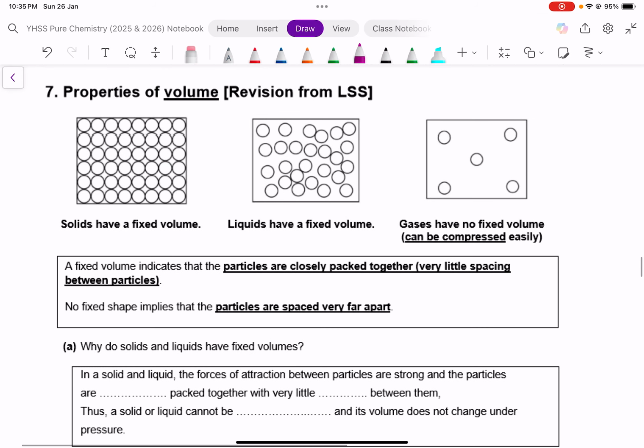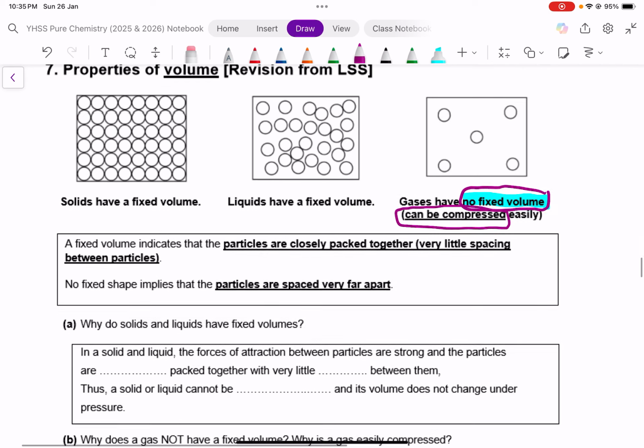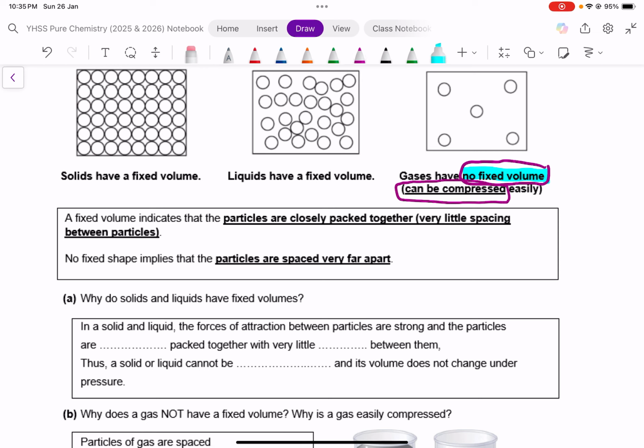Now we move on to properties of volume. So we have learnt in primary school as well, solids and liquids have a fixed volume, while gases do not have a fixed or definite volume. Now, what does it mean to have no fixed volume? If the volume is not fixed, this means that it can be compressed when pressure is applied. So gases can be compressed easily. Now, why is it that gases can be compressed easily? The idea is the particles are spaced very far apart.